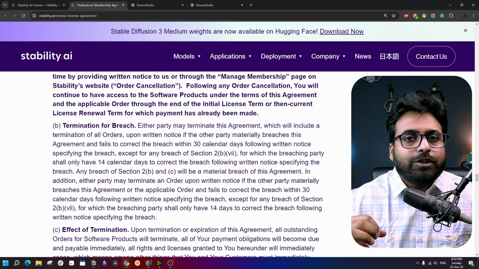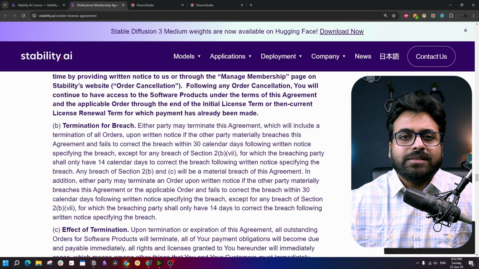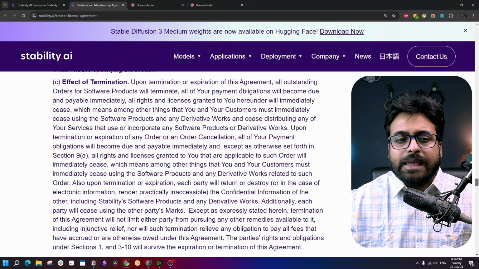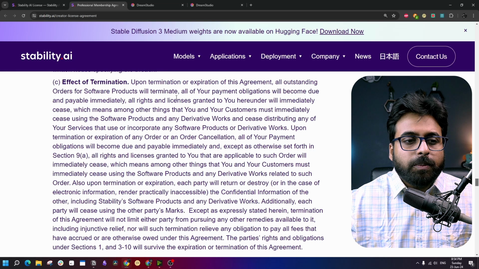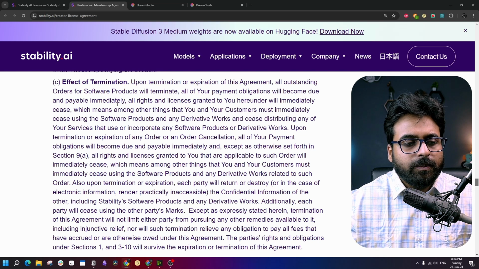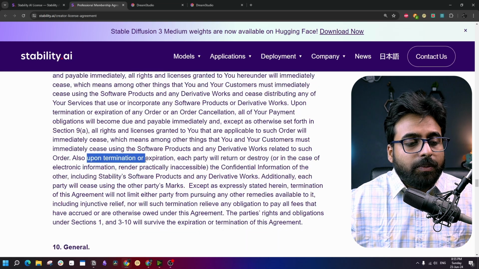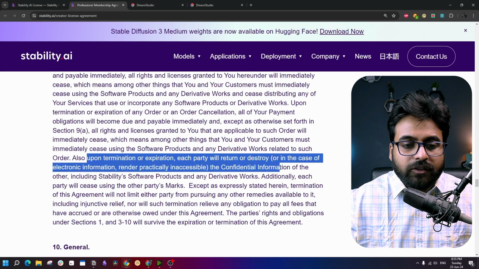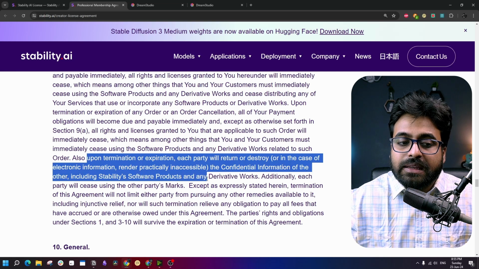Now, let's say you want to stop using the SD3 model for a few months. Maybe you can't afford it financially, maybe you have other priorities, but what happens then? They have given a clear effect of termination, or have they? Upon termination or expiration of this agreement, all outstanding orders for software products will terminate, all of your payment obligations will become due and payable immediately, all rights and licenses granted to you hereunder will immediately cease. That is understandable. This has been going well so far, but here they say upon termination or expiration, each party will return or destroy the confidential information of the other, including Stability's software products and any derivative works.